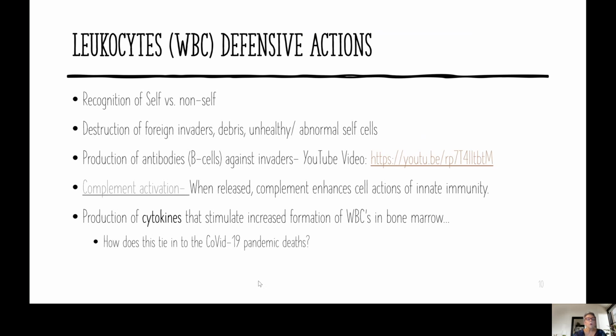When we talk about complement activation, when it's released, the complement enhances the cell actions of innate immunity. So this is something that's triggered early on for the purposes of inflammatory response, and it complements or augments our immune response. And then finally, one of the other things that the leukocytes are responsible for is the production of cytokines that stimulate an increased formation of white blood cells in bone marrow. So how does this all tie into our COVID-19 pandemic deaths?